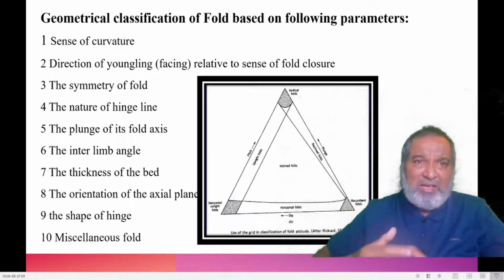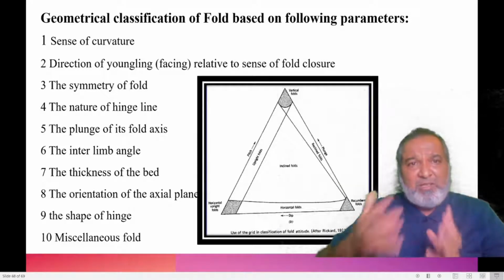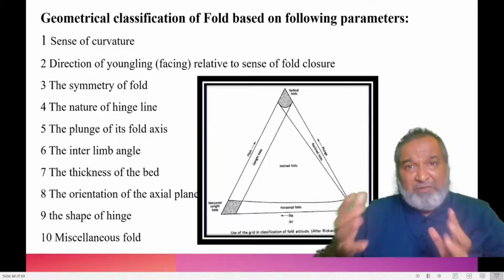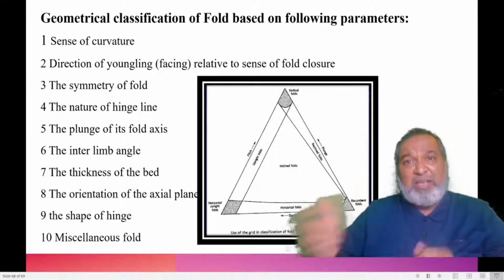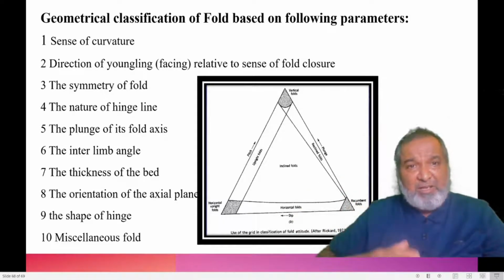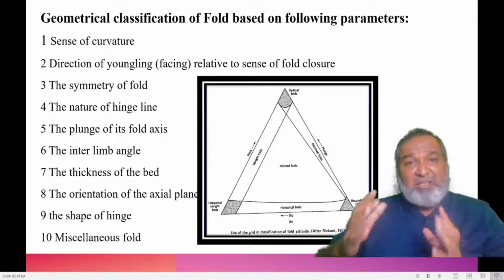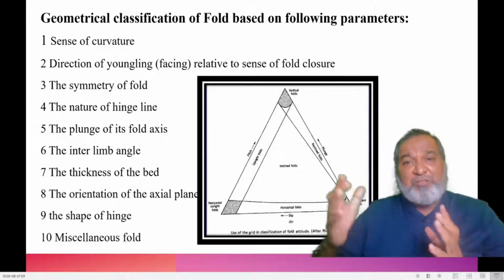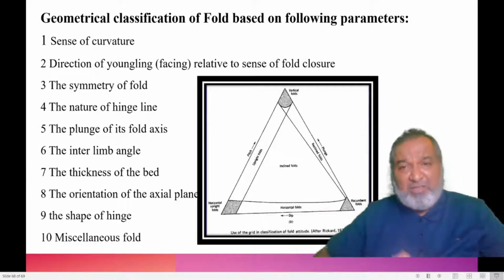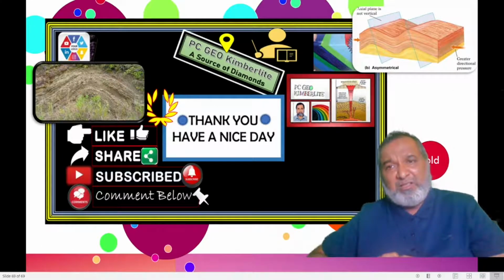So these are the 10 different parameters: sense of curvature, direction of younging, that is the facing relative to the sense of fold closure, symmetry of fold, nature of hinge line, plunge of the fold axis, the interlimb angle, the thickness of the fold, the orientation of the axial plane, and the shape of the hinge line, and the miscellaneous folds. So this geometrical classification I have tried to simplify.